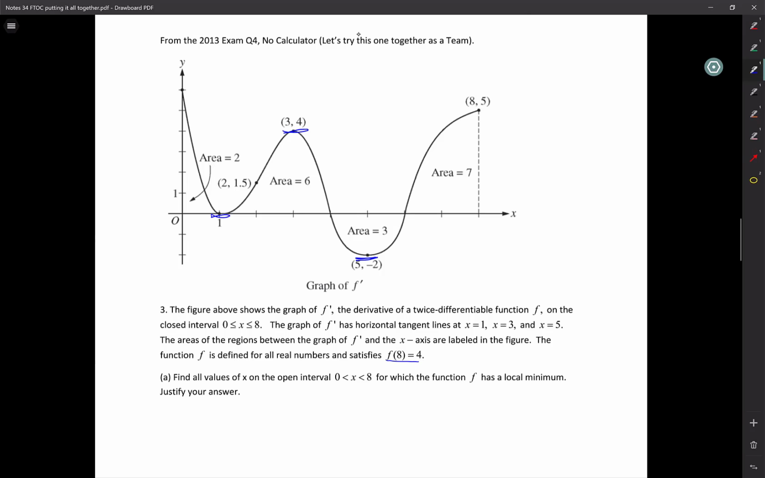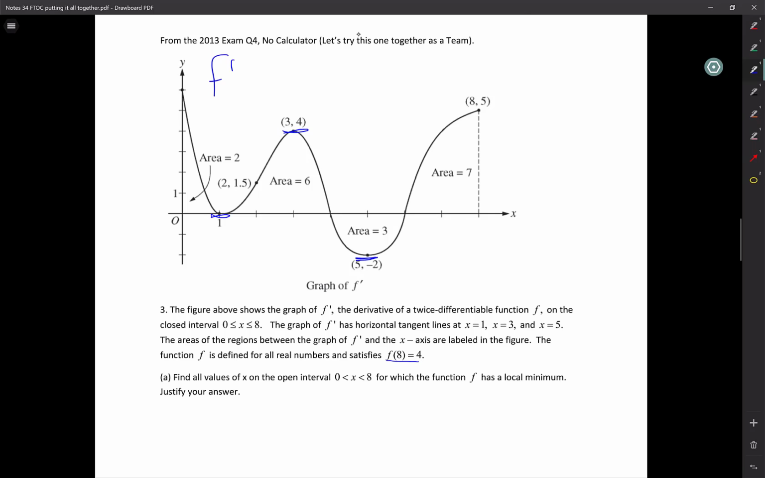F prime? Yeah, we have F prime. They want to know where F has a minimum. So I'm going to look where F prime changes from what to what. Negative to positive. Yeah, negative to positive. Way to go, Aleman. All right.